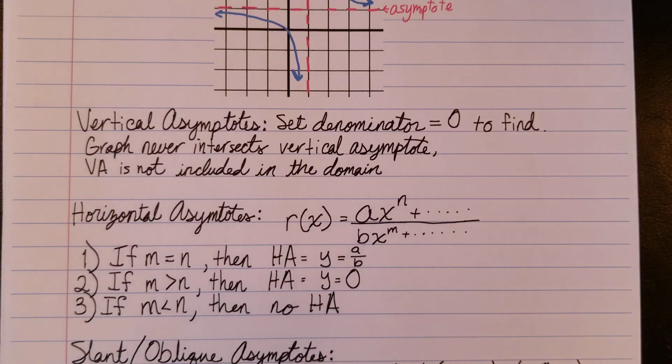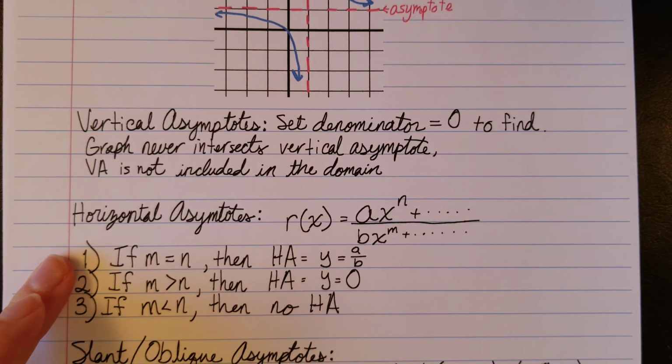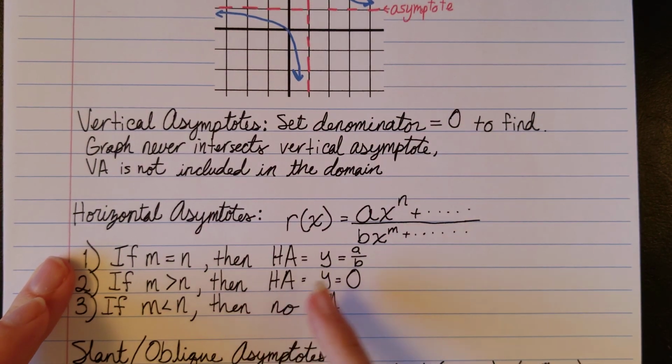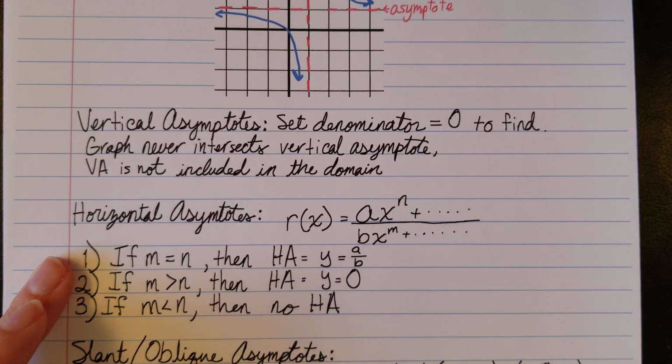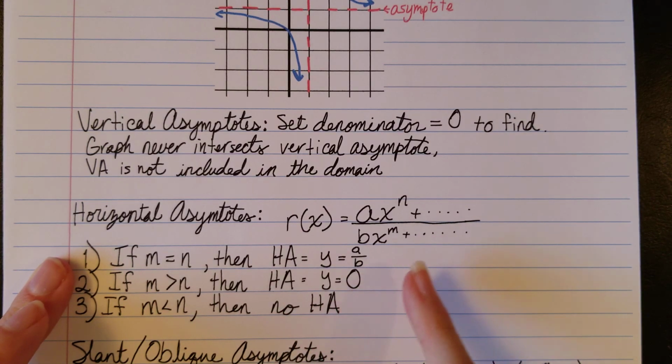In order to figure out the horizontal asymptotes, we are going to compare the degree of the numerator with the degree of the denominator. If they are the same, then your horizontal asymptote is going to be y equals a over b. If the one on the bottom is bigger, then it's going to be y equals 0. And if the one on the bottom is smaller, then there is no horizontal asymptote.